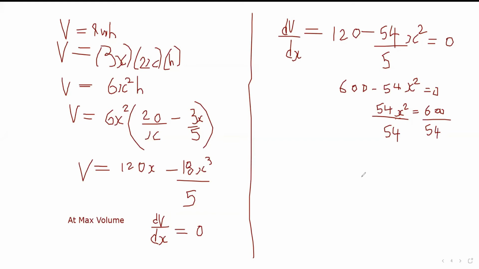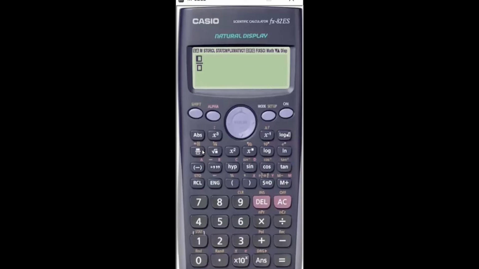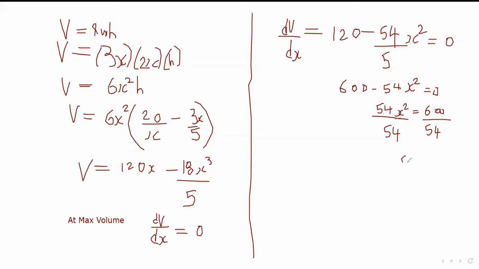So that will give us x squared. Put that in our calculator because I'm too lazy. 600 over 54 is 100 over 9. So we get x squared equal to 100 over 9. And so, Marika, we can find x by square rooting both sides. So x equals the square root of 100 is 10, square root of 9 is 3. x equals 10 over 3. So that is the value of x when V is maximum.